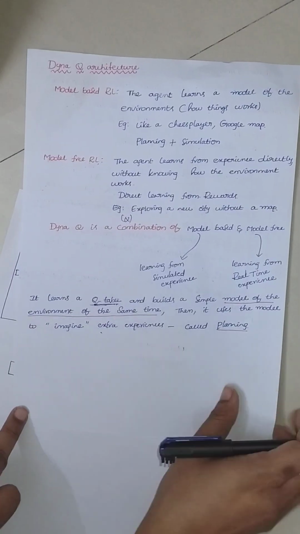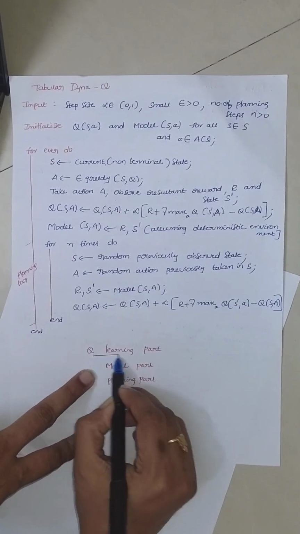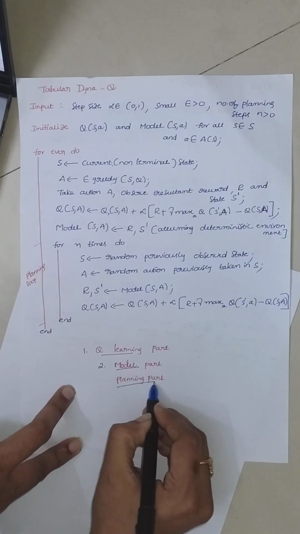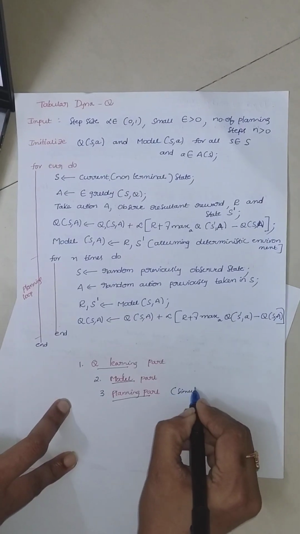Dyna Q architecture works based upon three important words. One is Q learning, second is modeling the environment, third is planning. Planning here means simulation.